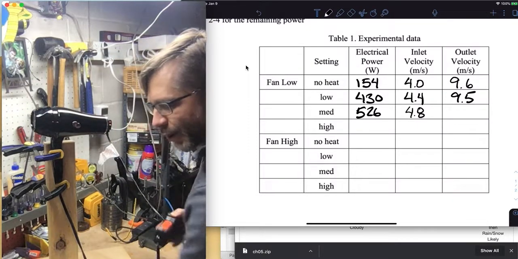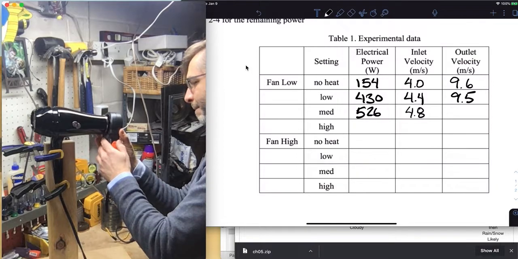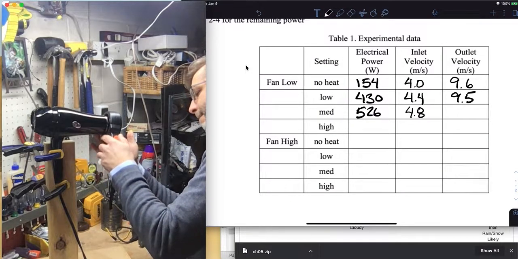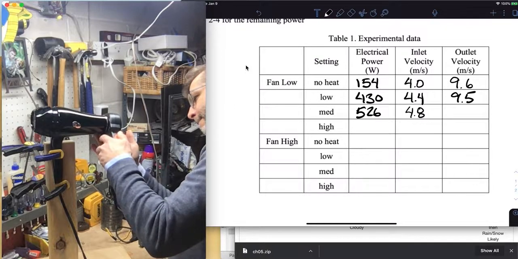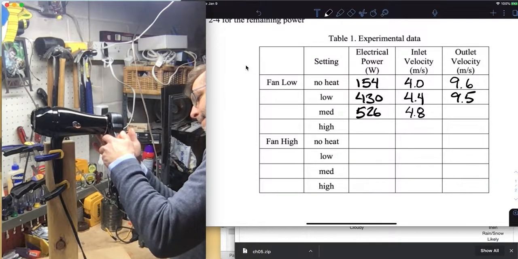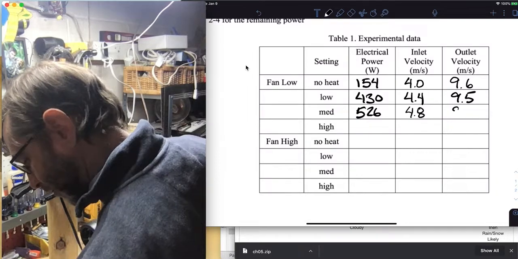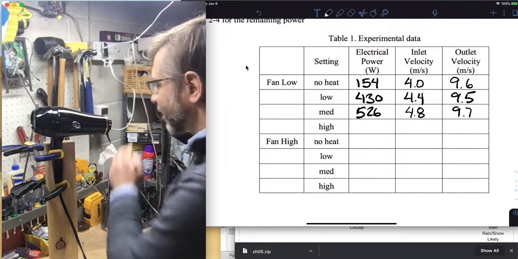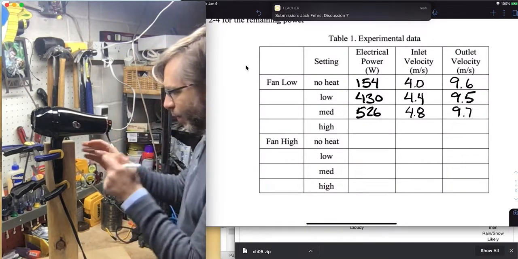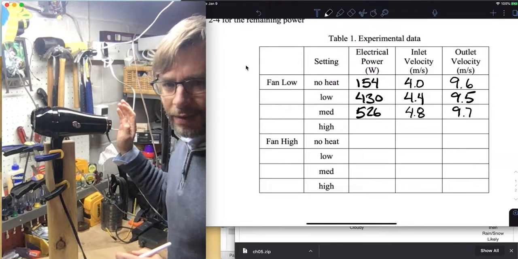Seems to be creeping up a little bit, but I think that just may be the way I'm holding this thing. Okay, it's now about 9.7. Okay, so you notice that the velocities are pretty much staying the same, which is kind of interesting, right? And then we go to the highest setting, and that's nice and toasty.